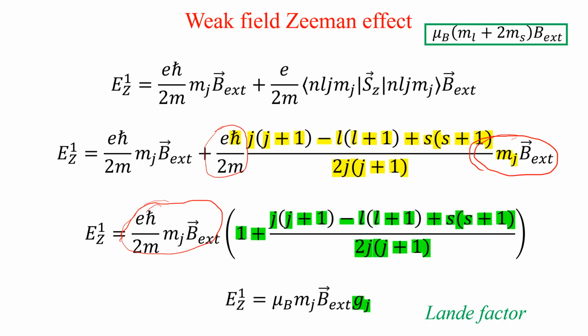One more important point is, see here, this term. Oh, one minute, I'll erase this one. This e h by 2m is the Bohr magneton, mu B. Of course, here you have mj, then the external B, and this g factor. So the first order energy correction due to the Zeeman effect is equal to mu B mj, the external magnetic field B, times gJ, that is the Landé factor.